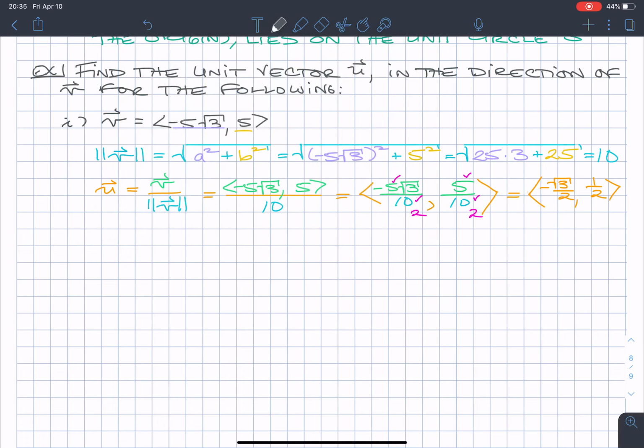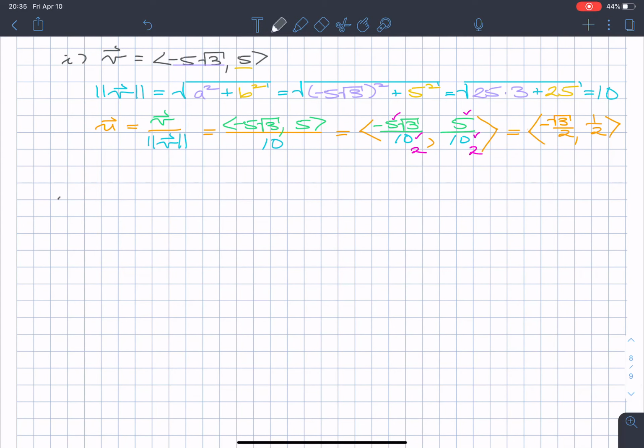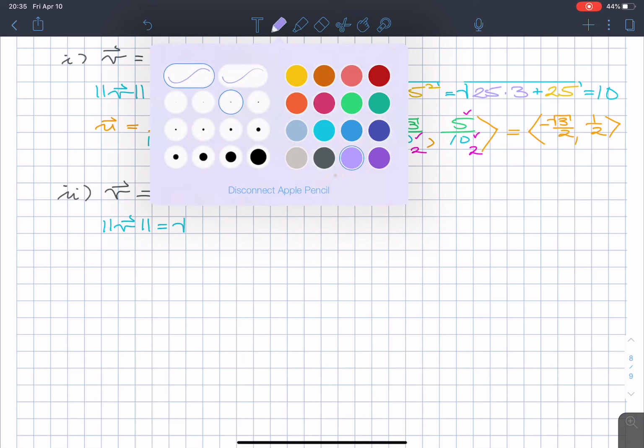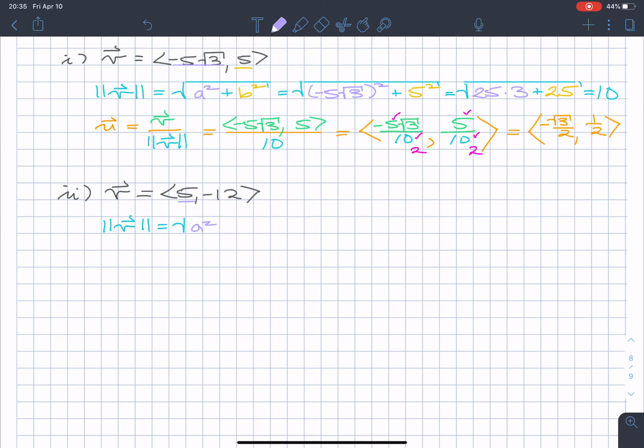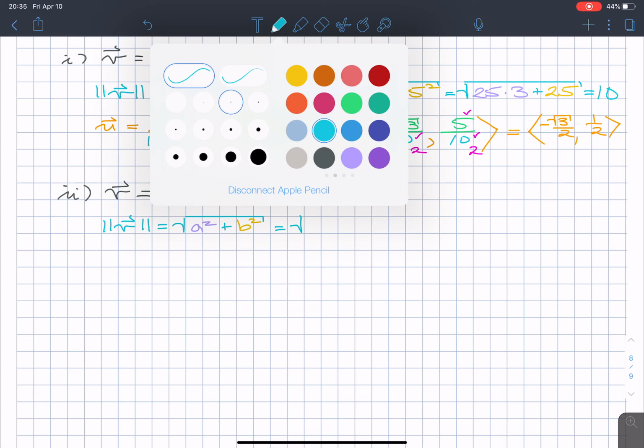Okay, so let's do another one. So number 2, let's say I give you that vector v is equal to 5 comma negative 12. Okay, so the magnitude of vector v is going to be the square root of a squared plus b squared, and for those of you who are savvy, you see that this is a 5, 12, 13 right triangle.